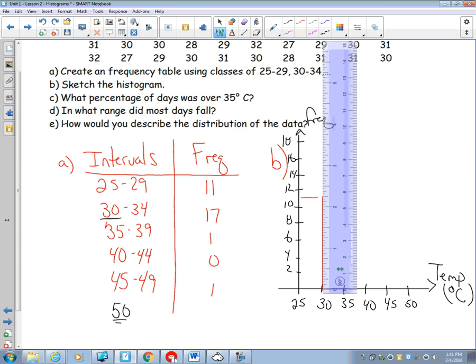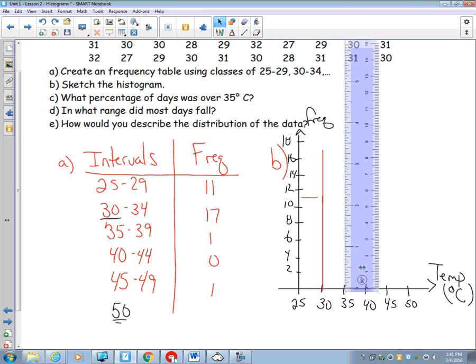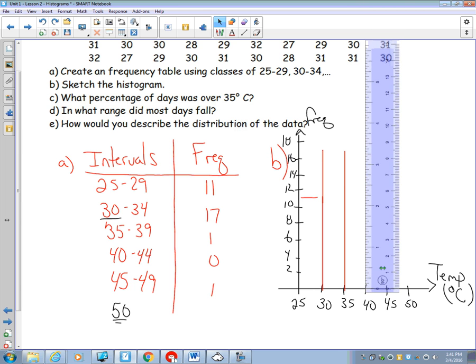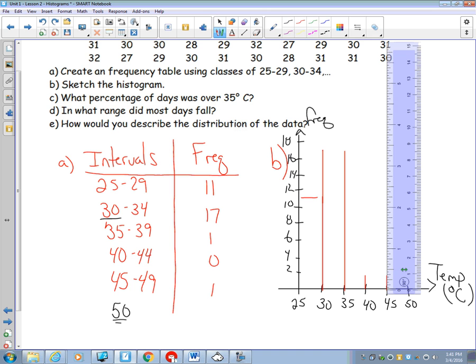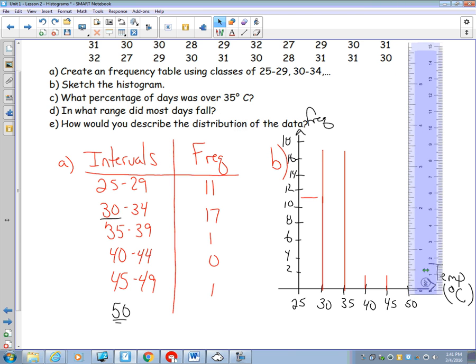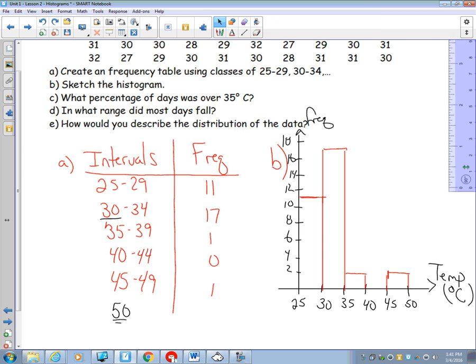The next one is 17. So 17 would be up to there. The next one after that would be 1. So 1 is just half of this interval at the bottom. We've got nothing in the next interval, and we've got 1 in our last one. So 1, and then the next piece will also be 1. And we just join the tops of our bars here. And there is our histogram. Okay, so that's done.